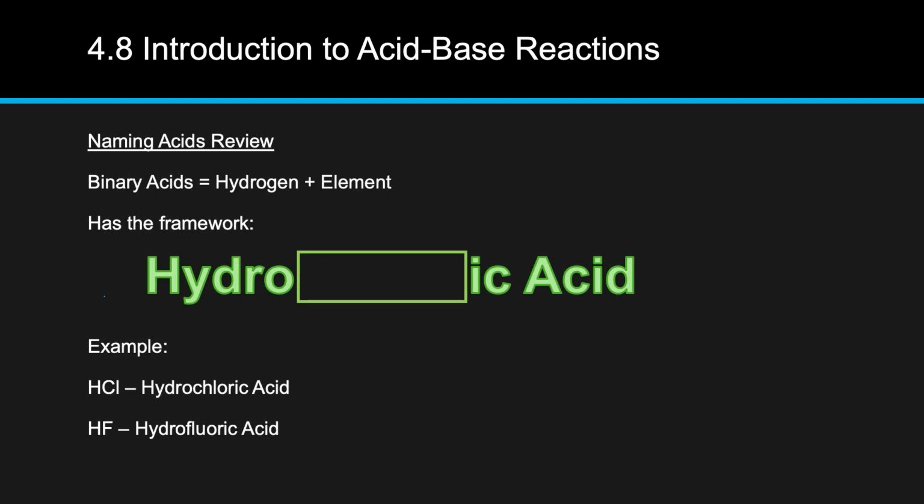Before we look at acid-base reactions, let's review how we name binary acids. A binary acid is made up of hydrogen plus one other element. When we name these, we use the pattern hydro plus the root of the element plus ic, and then we add on the word acid. So for example, HCl has hydro and then chlor is the root word, so it would be hydrochloric acid. HF would be hydrofluoric acid. HBr would be hydrobromic acid, and so on and so forth.